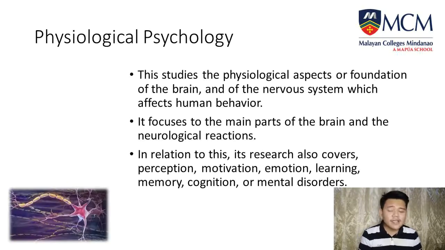Next is physiological psychology, and this studies the physiological aspects or foundations of the brain and of the nervous system which affect human behavior. It focuses on the main parts of the brain and the neurological reactions in the body. In relation to this, the research also covers perception, motivation, emotion, learning, memory, cognition, or mental disorders. These are actually studying the neurotransmitters and the neurons inside the brain, how they react and interact all over our body. The internal aspect explaining the external behavior that we are imposing.